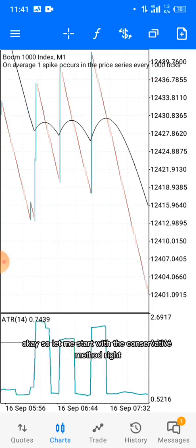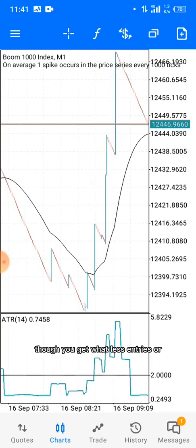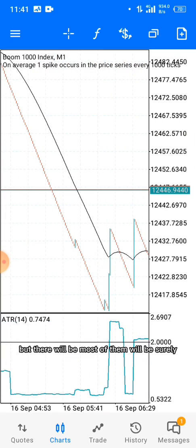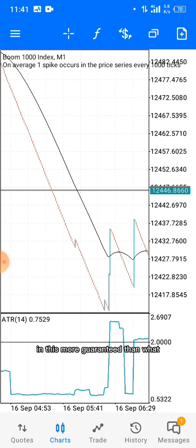Let me start with the conservative method. Though you get less entries, most of them will surely be profitable, and you can hold the trade a little bit longer and it's more guaranteed than the risky method, and you can hold the trades for a little while longer than the risky entry.